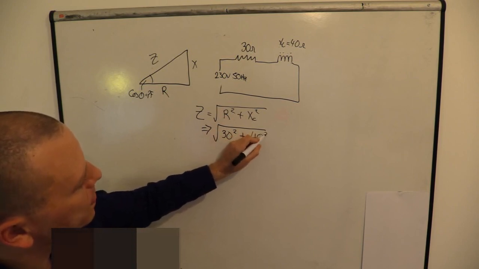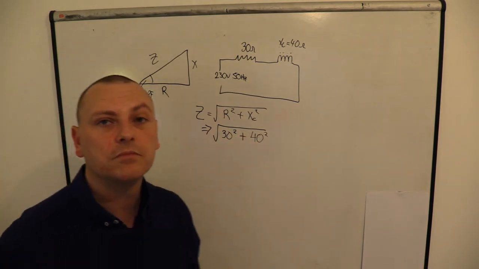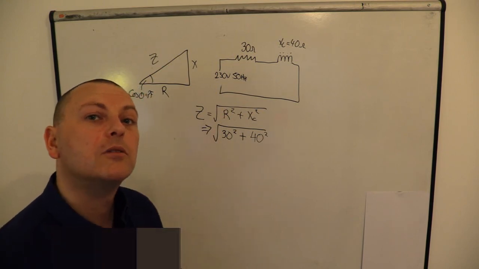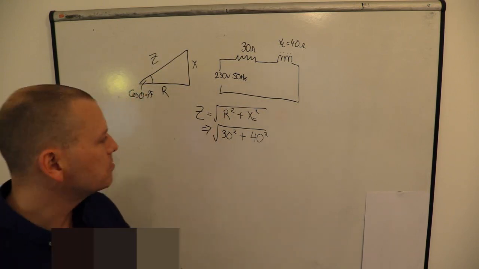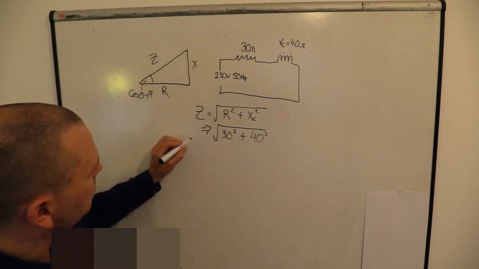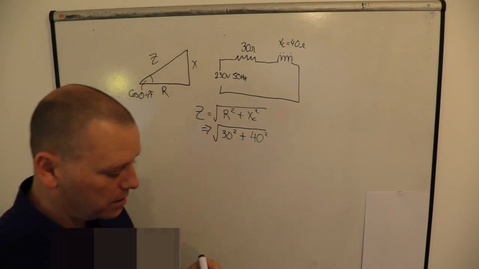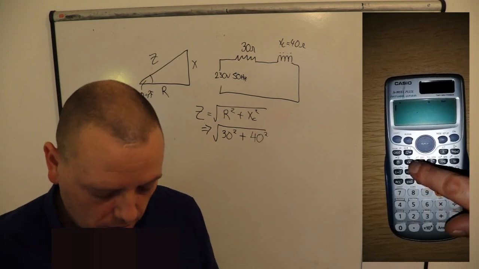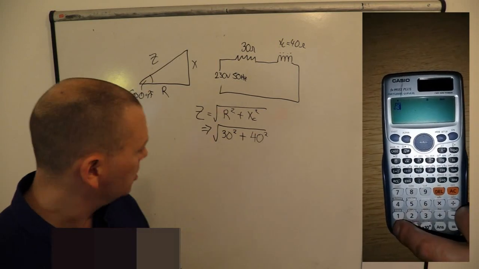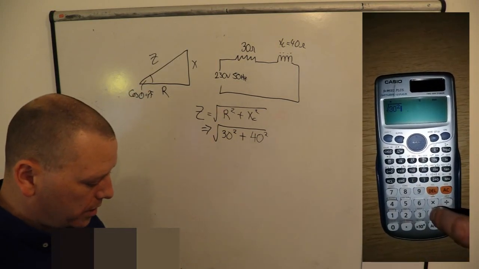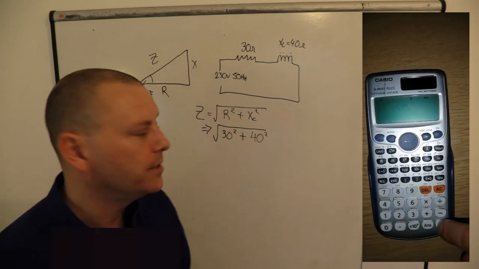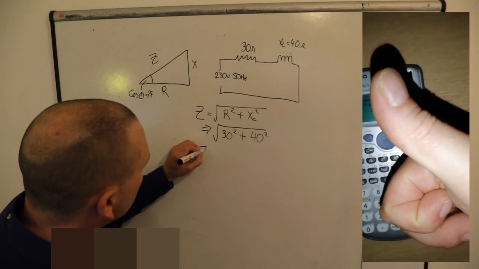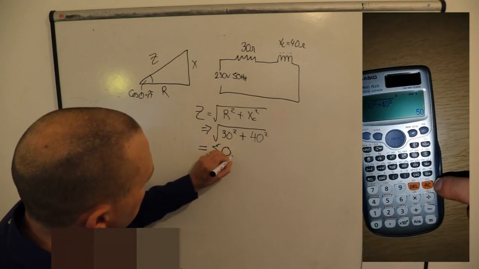40 ohms. Now I know my right angle triangles, I already know what the answer is going to be. This is a 3, 4, 5 triangle, so the answer is going to be 50, but I will put it in the calculator because I'm getting older now, slower. 30 squared plus 40 squared, 50. So our impedance is 50 ohms.